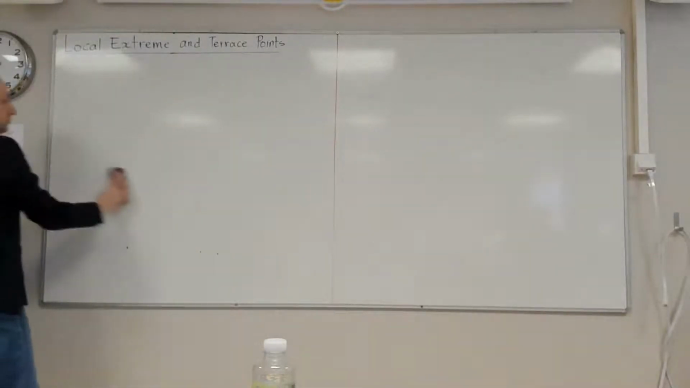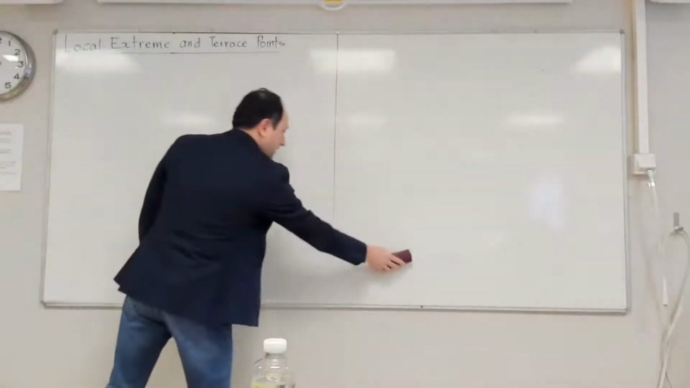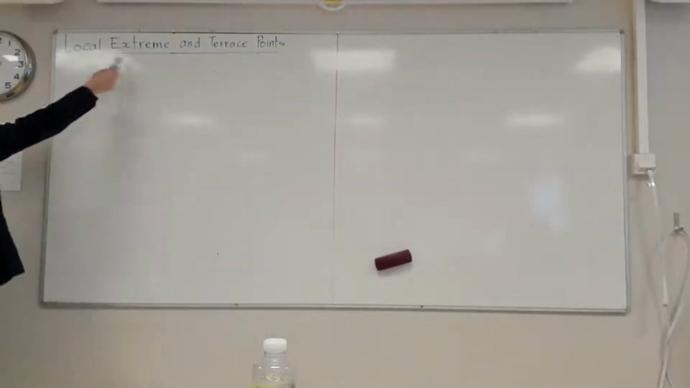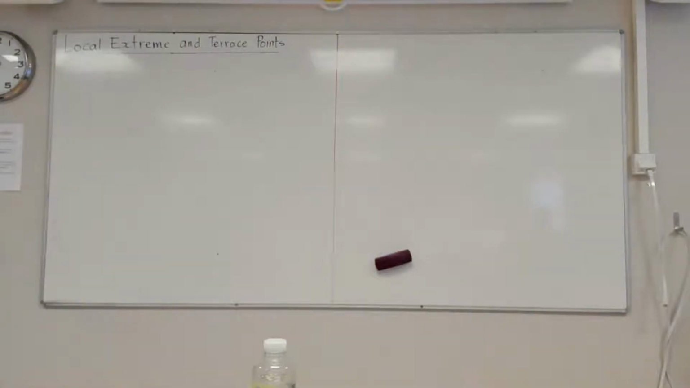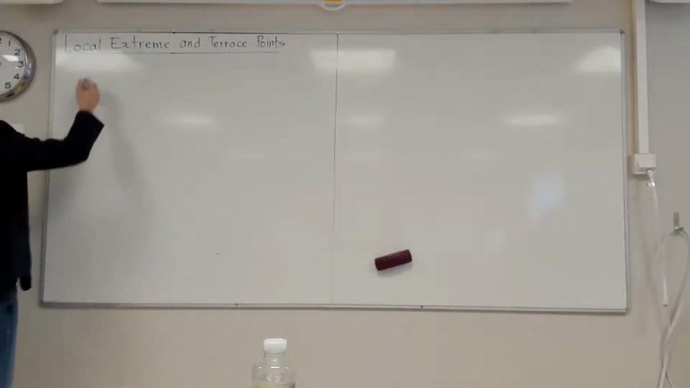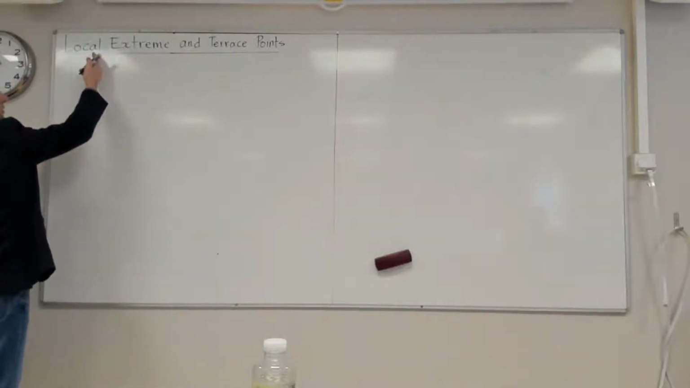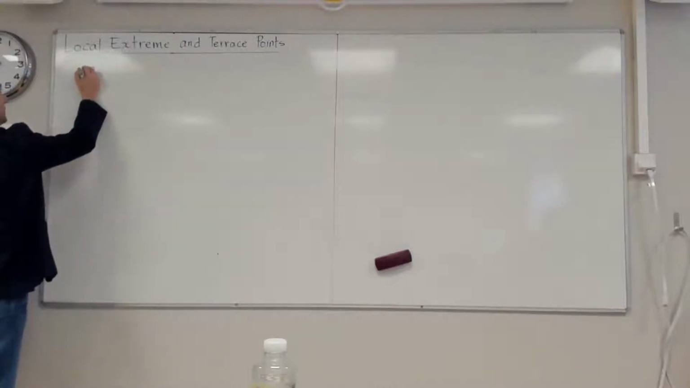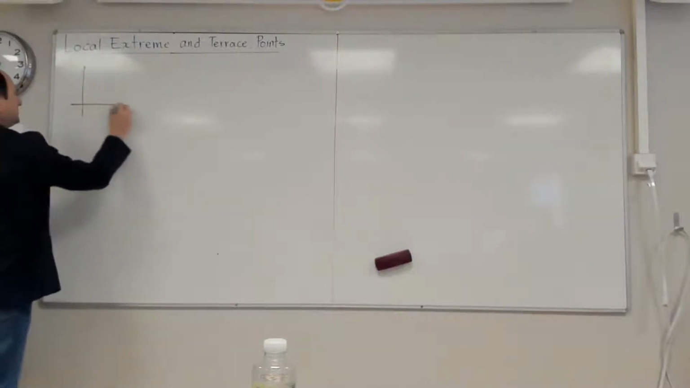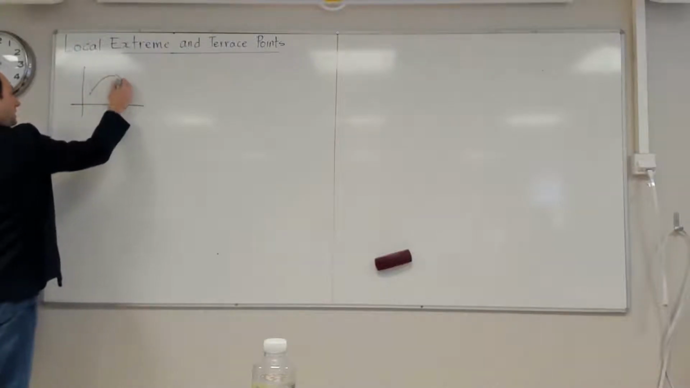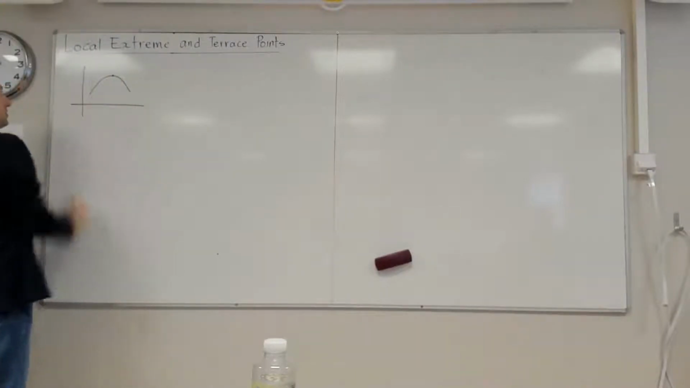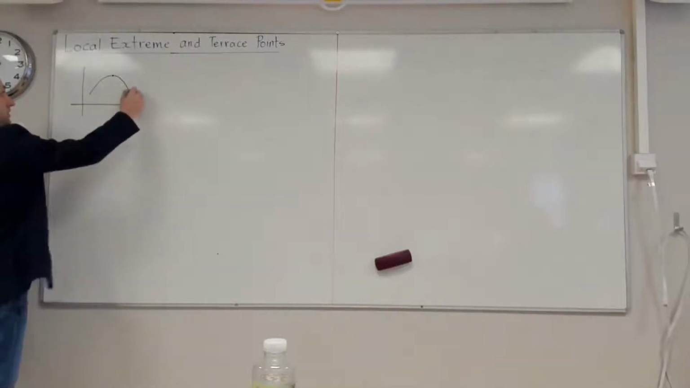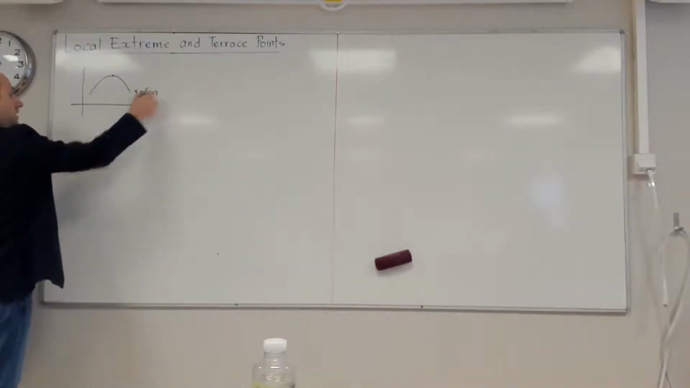Okay, now let's continue our lesson again. Today we want again to talk about local extreme and terrace points in a systematic way, okay? Do you remember what a local extreme point was? Local extreme points are two types of points: local minimum points and local maximum points. So what is the meaning of a local maximum? Can you give me an idea? For example, here, this point that you see on top is a local maximum point of this function f of x.